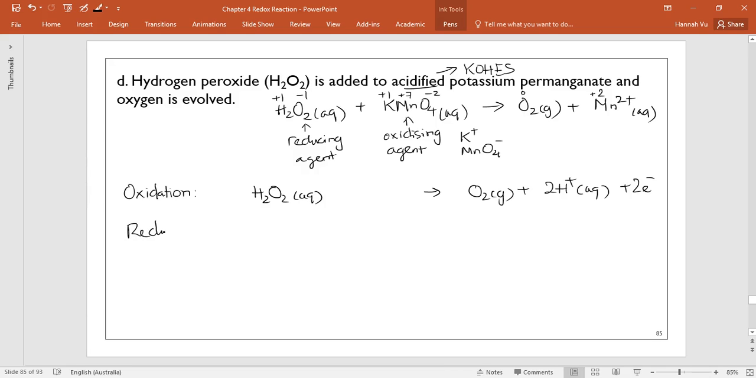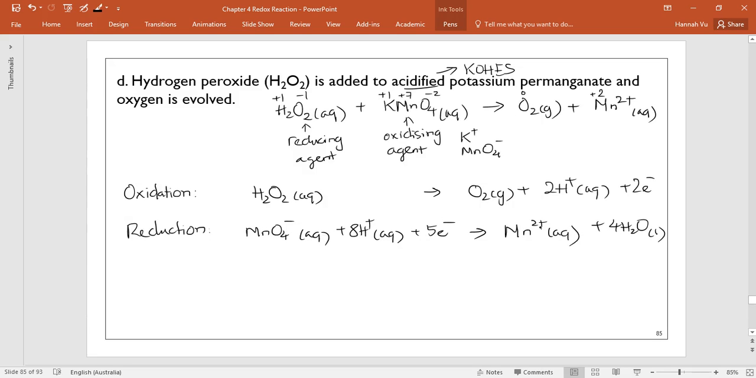And then for the reduction, MnO4- aq going to Mn2+ aq, so we're going with 4H2O, 8H+, and 5 electrons. Alright, I am going to multiply this one by 4 so that it has 8 electrons to match the reduction when I add the two equations together.